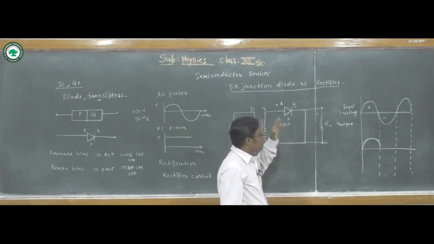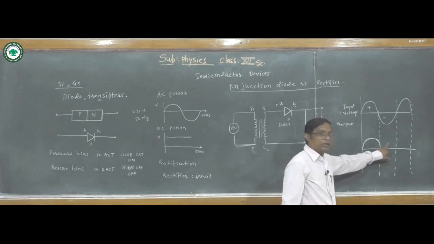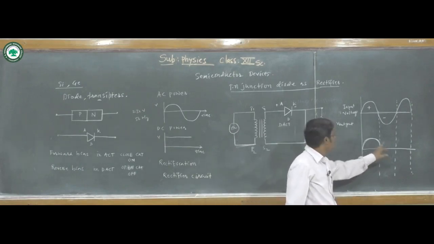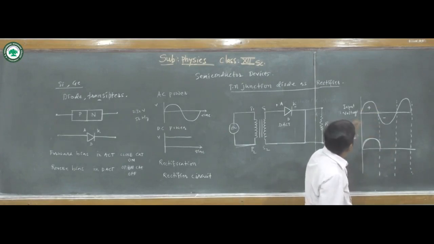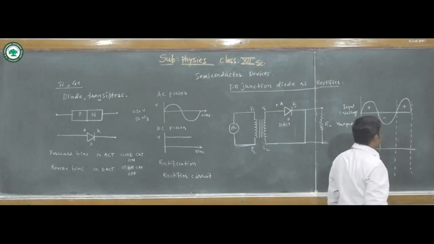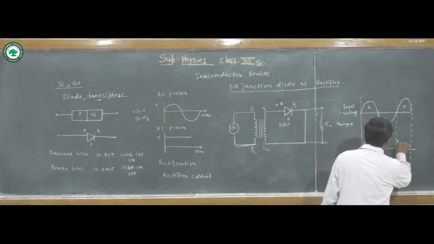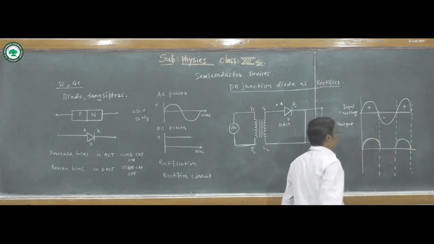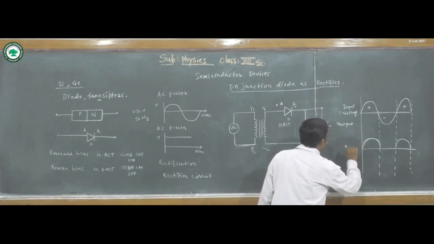It behaves like an open circuit and does not conduct any voltage or current through the circuit, hence we do not get any type of waveform here. And again, in the positive AC cycle, diode D starts to conduct and we get a waveform like this. This is the rectified output we get.